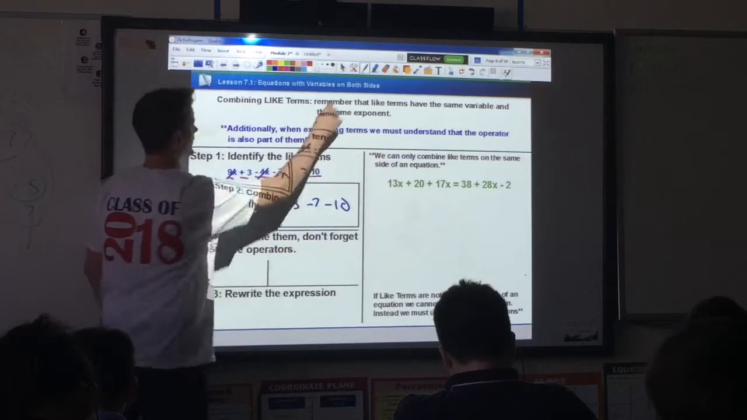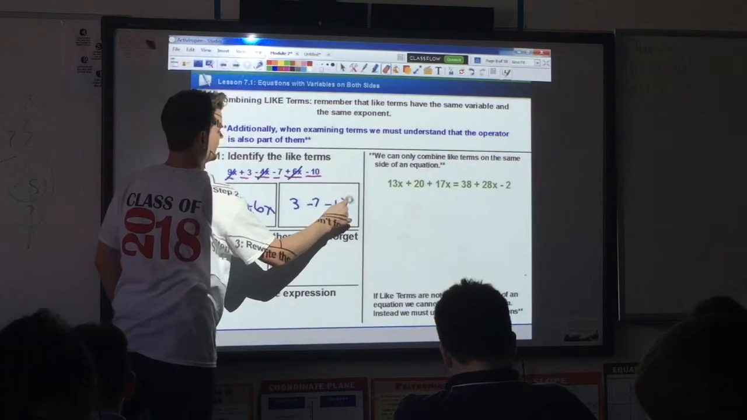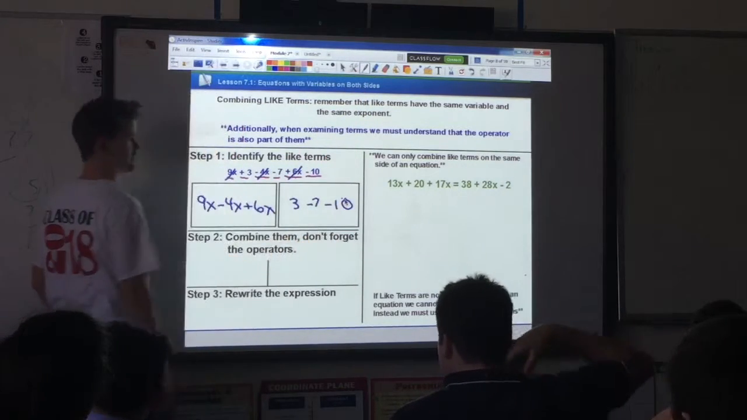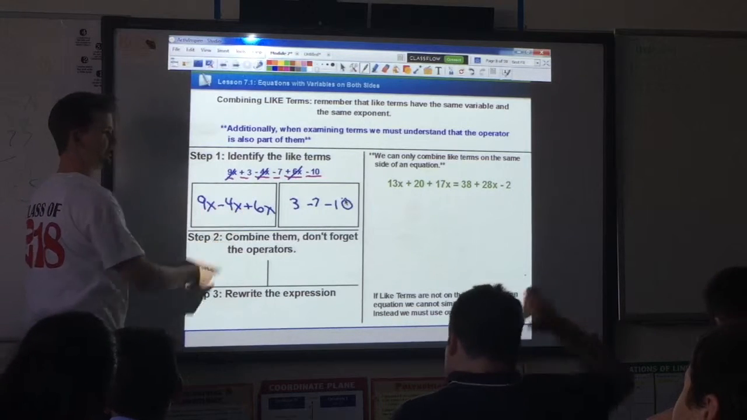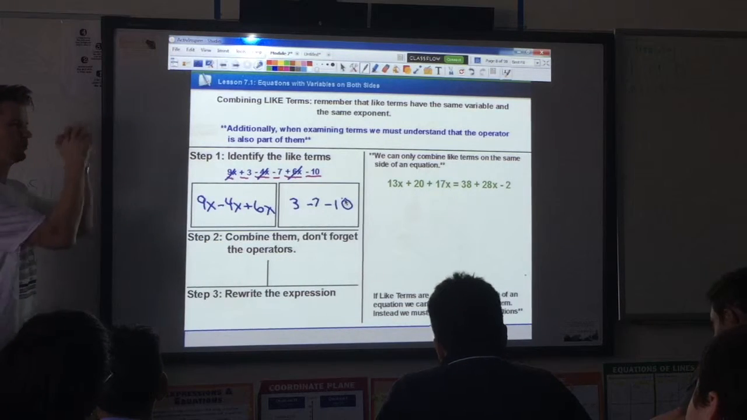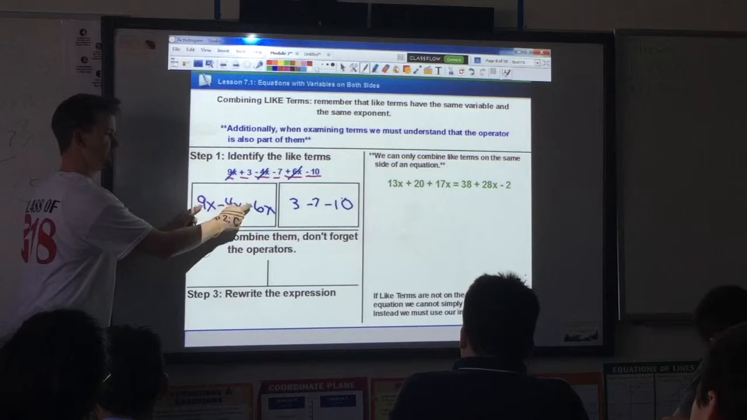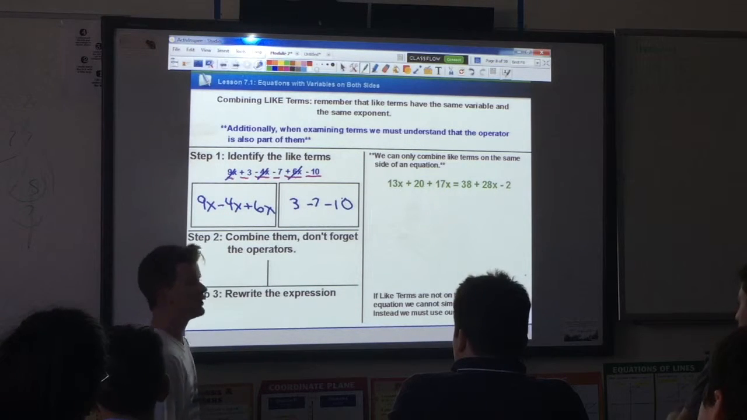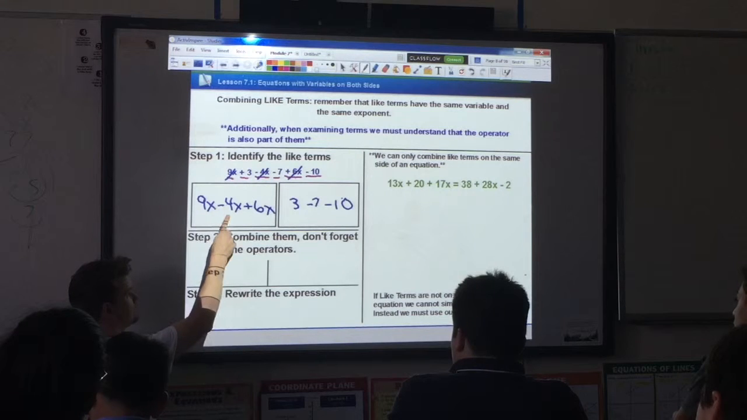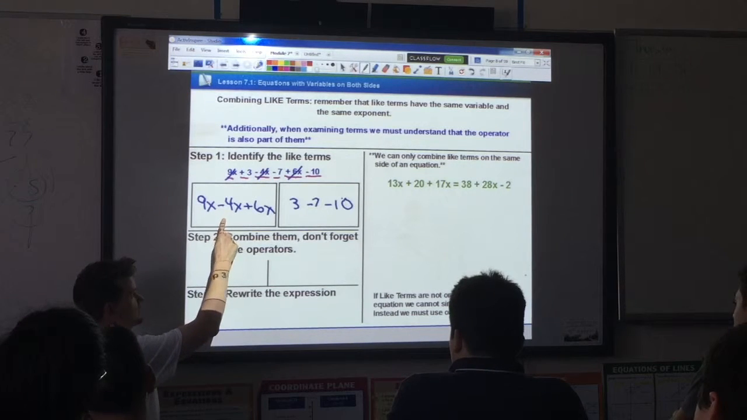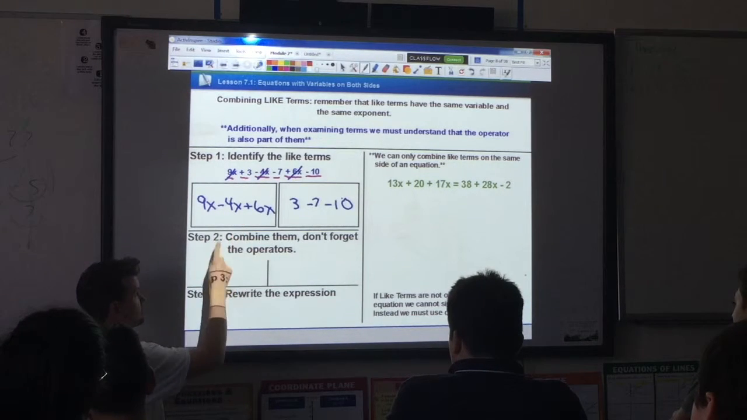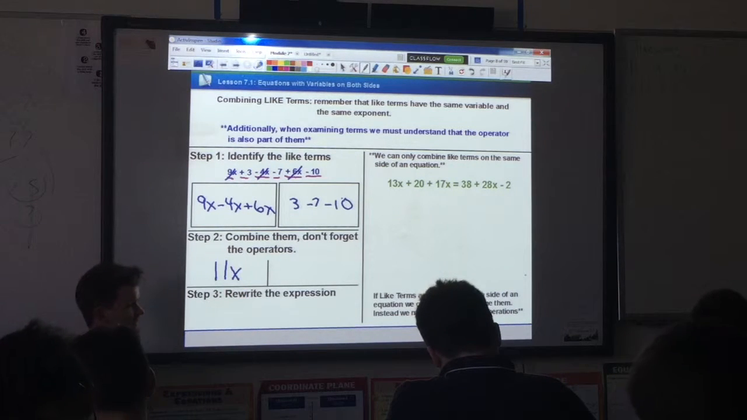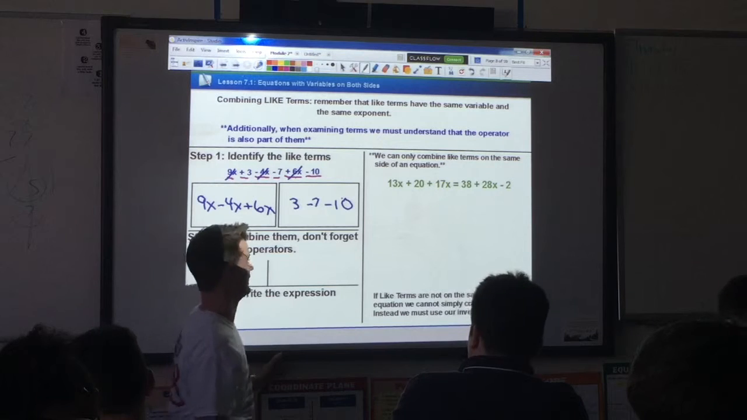Now that we've identified all of them and written them together, we're going to combine them, which means we're going to simplify these 2 expressions. We're going to follow the operations and smush them all into a single term. These 3 terms will become 1 term. Working from left to right, what is 9 minus 4? 5. And what is 5 plus 6? 11. So this becomes positive 11x.